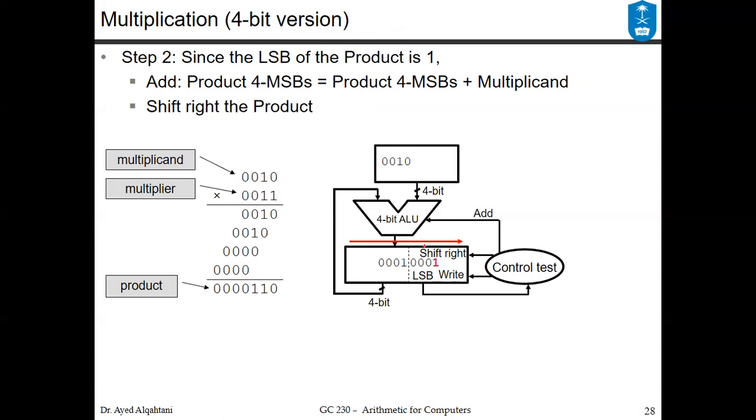Step 2, again, we have 1 in the least significant bit of the product. So we do the running sum between those 4 bits in the product and the 4 bits of the multiplicand. You notice if you add those, there will be 1 here. And then after we do the addition, we shift the product to the right. And this is what happens in the next slide. We added first, so there was 1, 1, and then we shifted everything to the right.